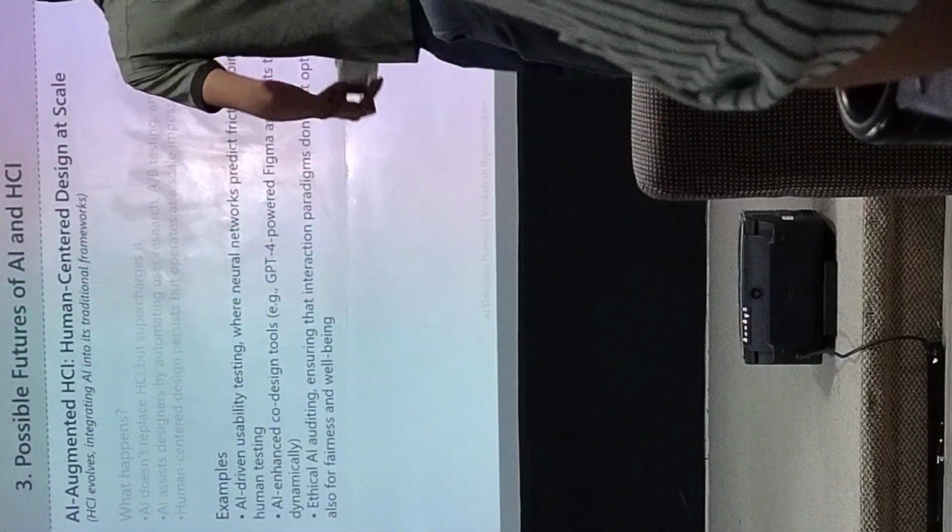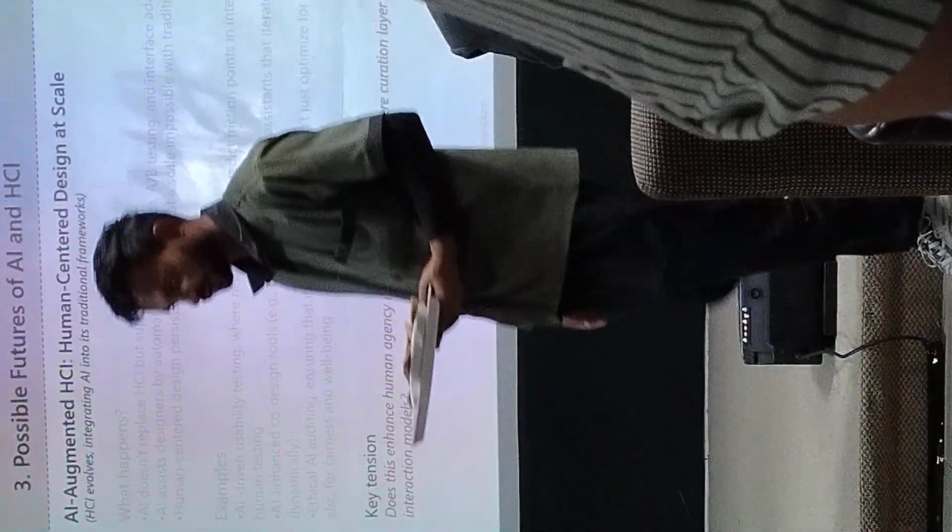AI-enhanced co-design tools. We already have GPT-powered Figma assistants, for example, that iterate on UX flows dynamically. Ethical UI AI auditing, ensuring that interaction paradigms don't just optimize for engagement, but also for fairness, for not being biased, and all that. The tension is: does this enhance human agency in design or make HCI a mere curation layer over AI-driven interaction models? Okay. Now the second scenario is algorithmic interaction.